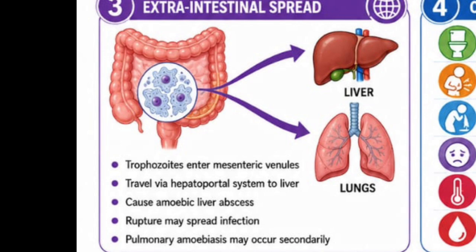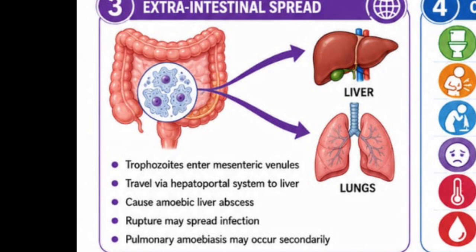So remember what is forming the portal vein. The portal vein is formed by the superior mesenteric vein and the splenic vein. So when it passes through the mesenteric vein, what happens? It enters into the portal vein. From there, it starts going to the liver. In the liver, it damages the liver. The liver is the first part it damages. When it damages the liver, it forms a liver abscess there.